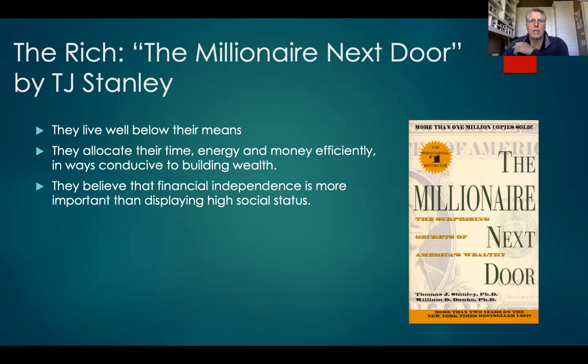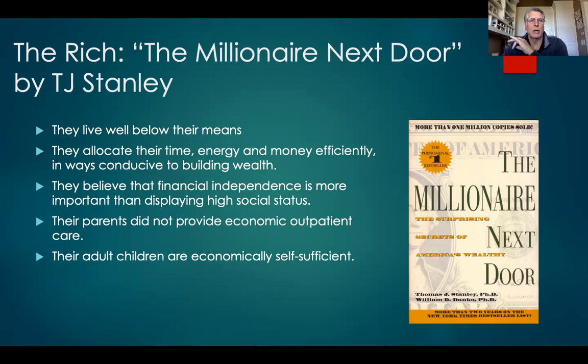They believe that financial independence is more important than displaying high social status. So they have a value on wealth, but not necessarily on flaunting it, right? Their parents did not provide economic outpatient care. So in other words, the vast majority of millionaires didn't get much help at all, if any, from their parents, right? They were what we used to call self-made, although today that social construction of meaning has shifted to, if you're a millionaire, you didn't build that, right?